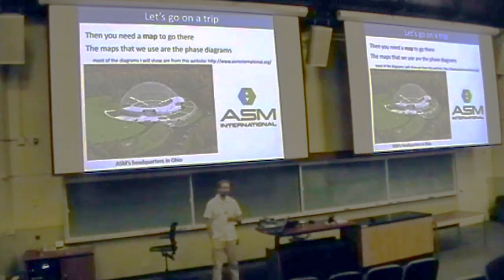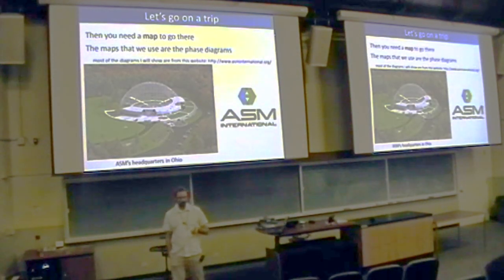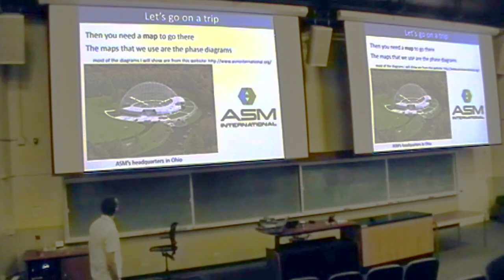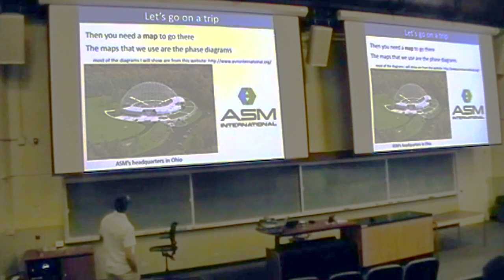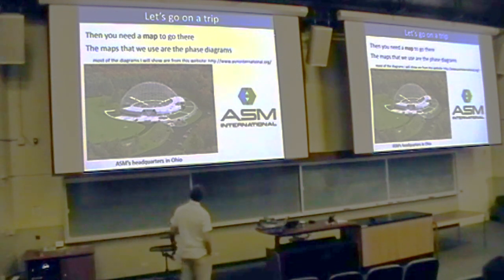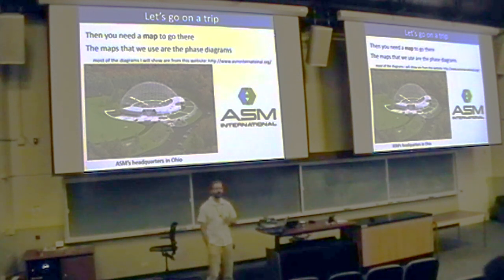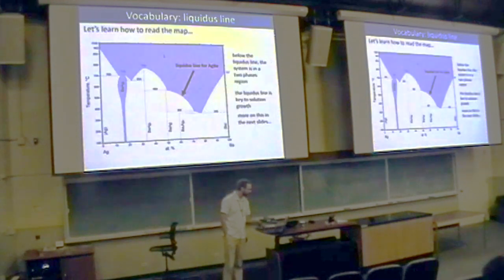And since this is a tutorial, I will tell you where we get those maps. Most of them you can get online for free at this website from HFM International. This is their nice building that has a huge dome of honeycomb lattice. This is the headquarters in Ohio. And I will tell you a few tricks about how to read those maps. So we're going to take an example.